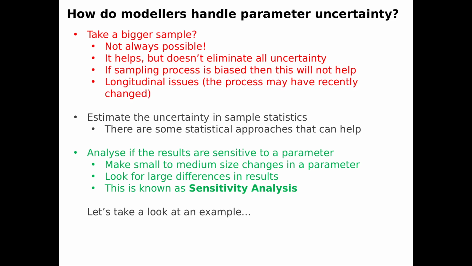So what do we do about that as modelers? Well, the gut instinct may be to say, well, can't we just take a bigger sample? Well, that's not always possible. It might be that you're using a sample that represents all of the data that either you have or which is going to be representative for what you need. And even if you could, well, it helps, but it's not going to eliminate all uncertainty. It's also not going to help if the sampling process is biased in itself.